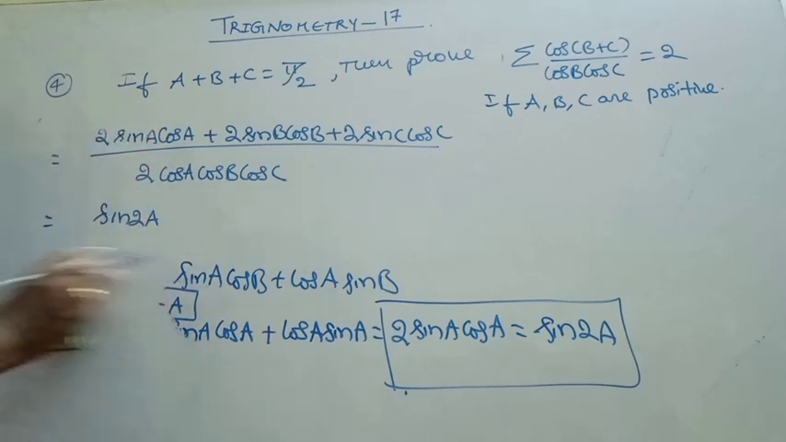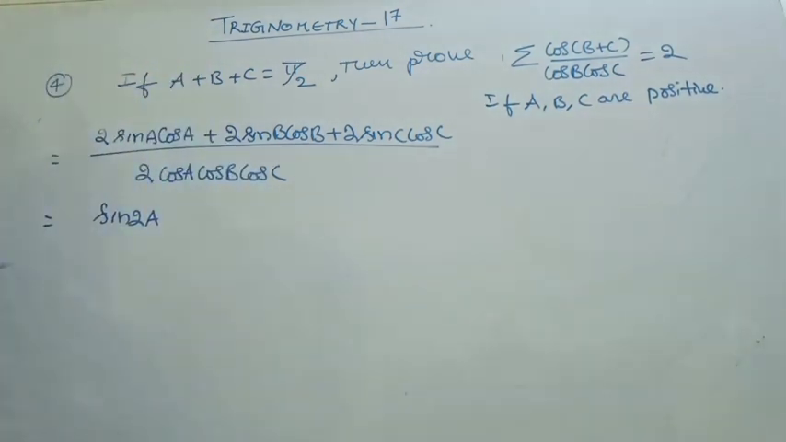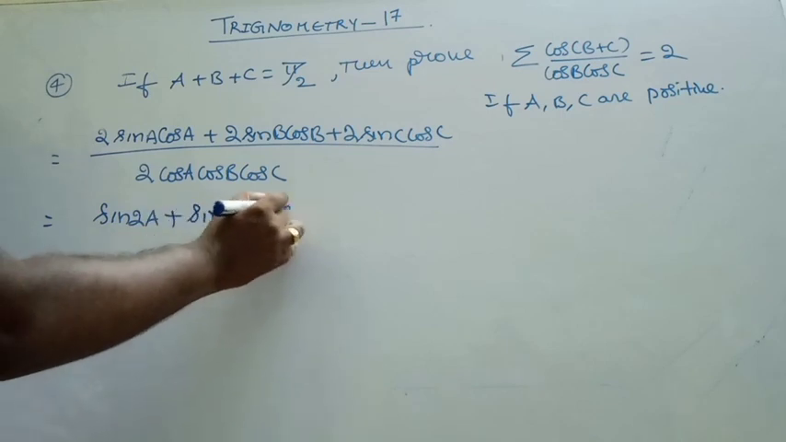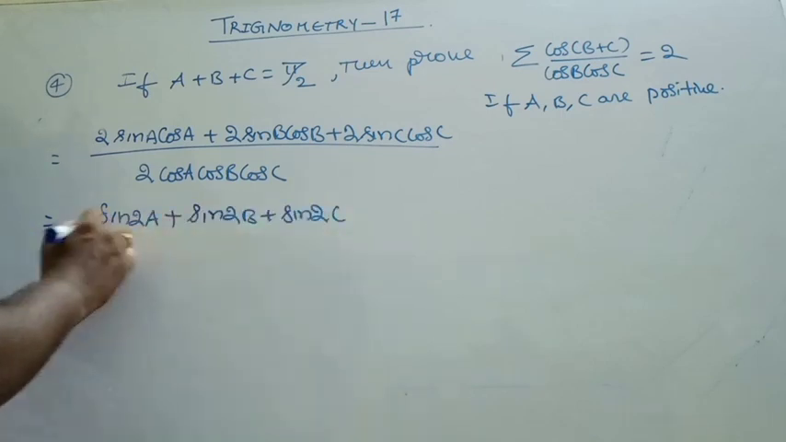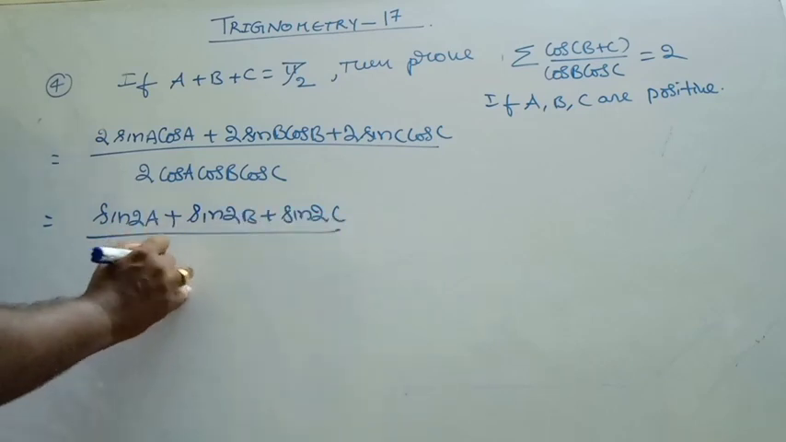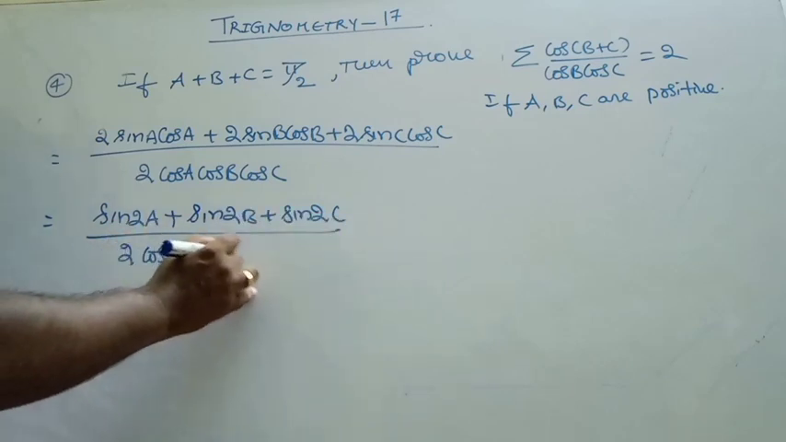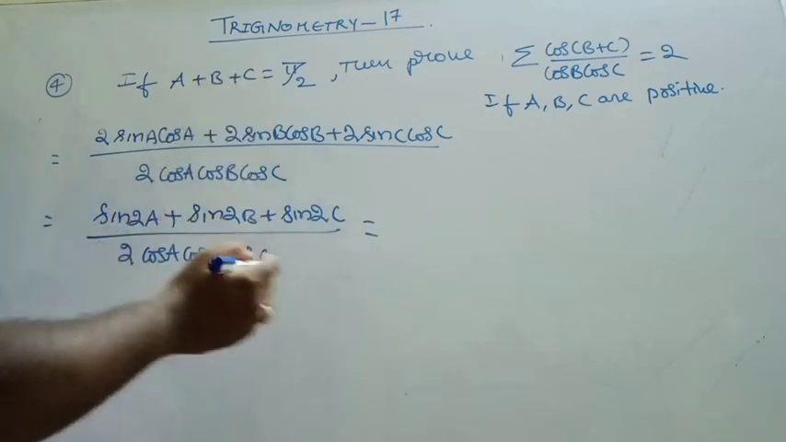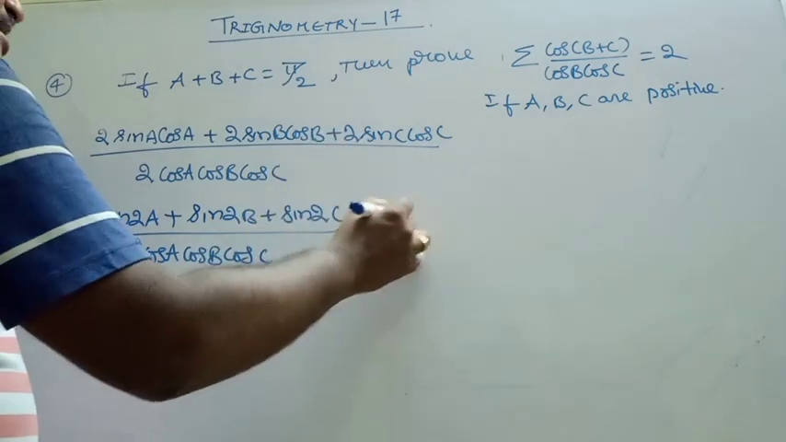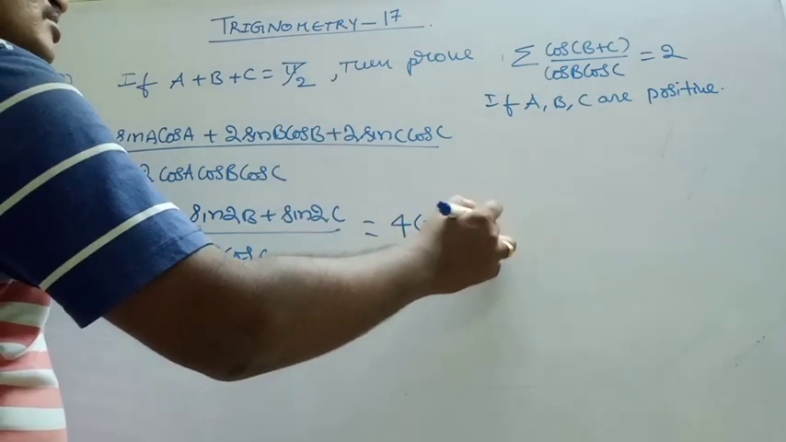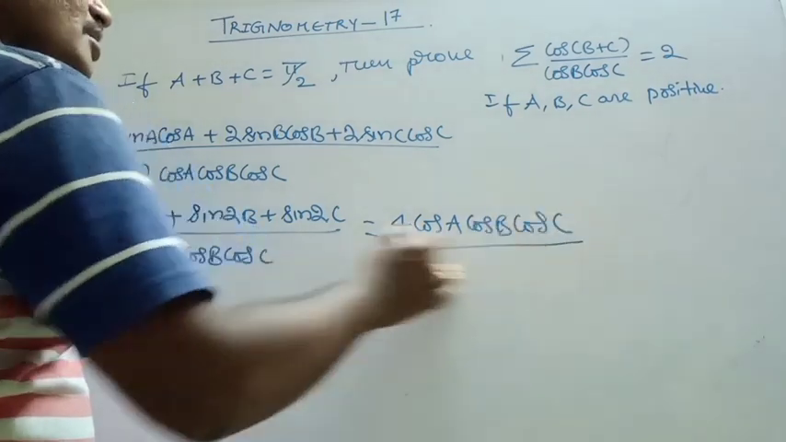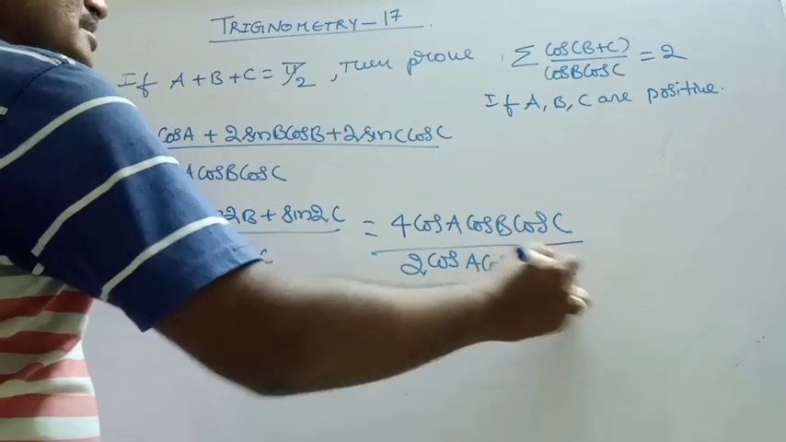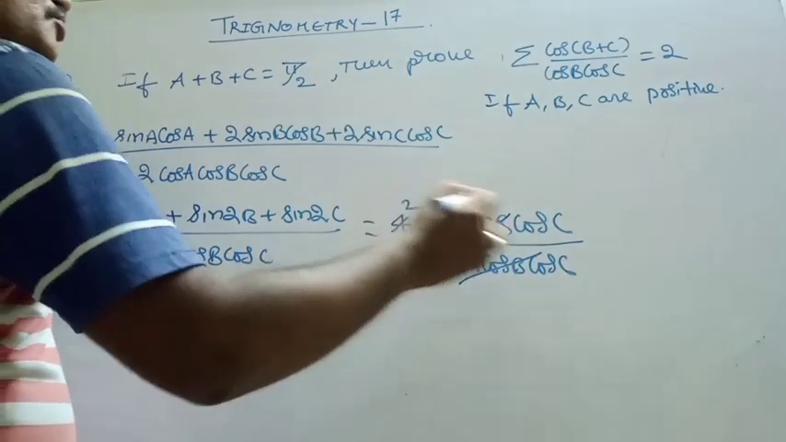Very good. In the same way, we can write this as sin 2B plus sin 2C, the whole thing divided by 2 cos A cos B cos C. And we have one result: sin 2A plus sin 2B plus sin 2C, when A plus B plus C equals pi by 2, is 4 cos A cos B cos C. So 4 cos A cos B cos C whole by 2 cos A cos B cos C cancels, that means 2.